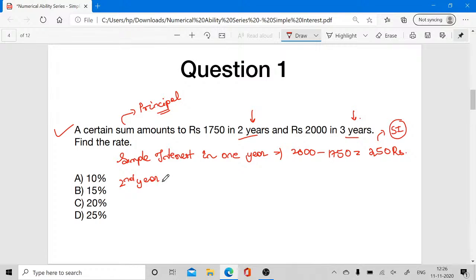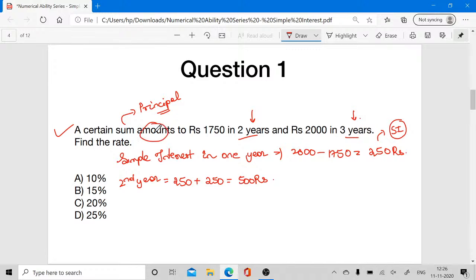So first year my simple interest will be 250. Second year में it will double, right? SI plus SI होगा. So for second year it will be 250 plus 250, which is 500 rupees, right?